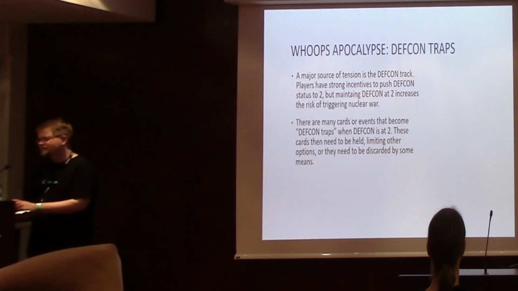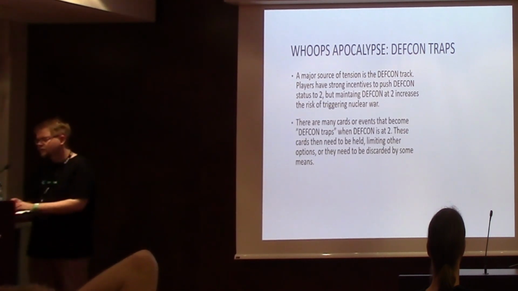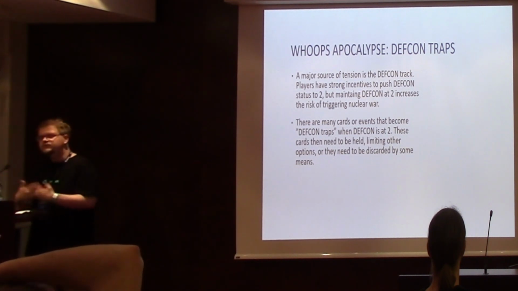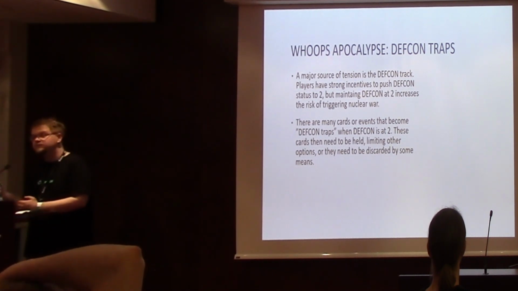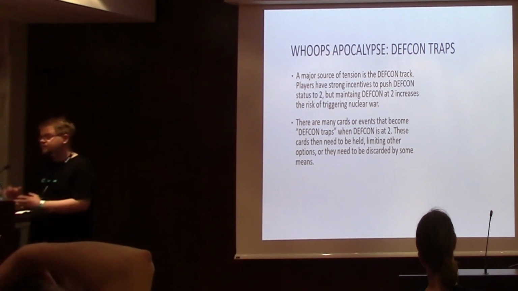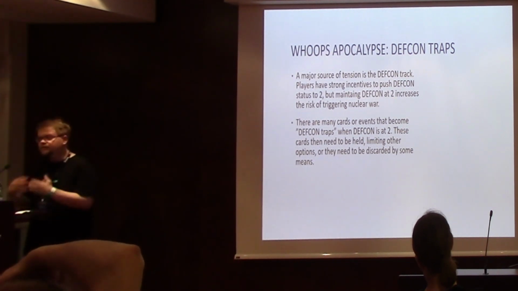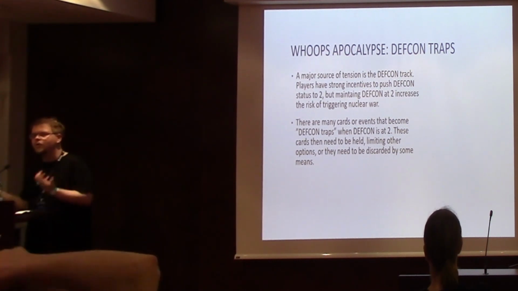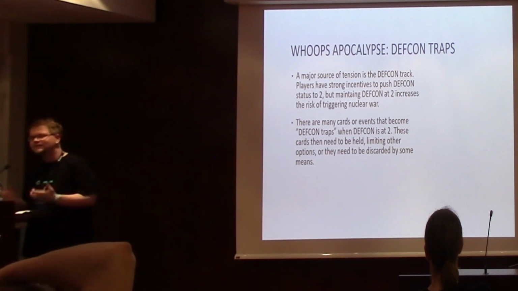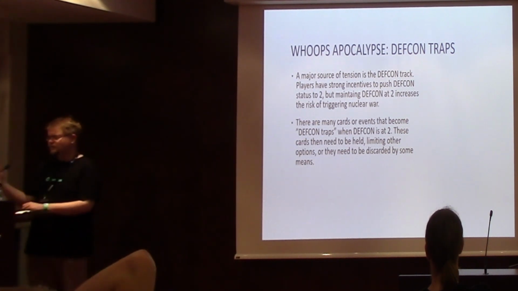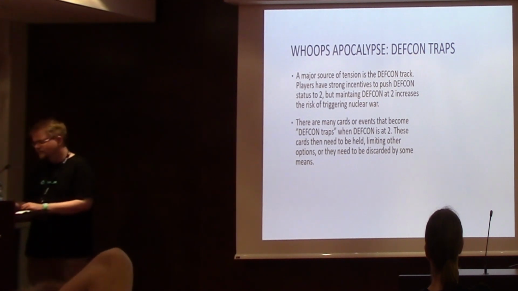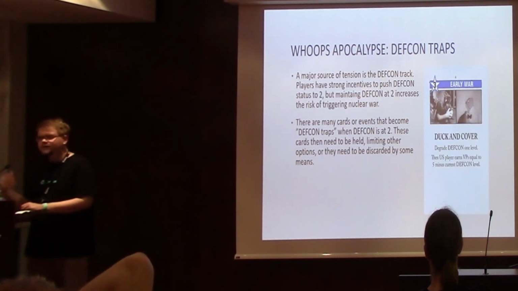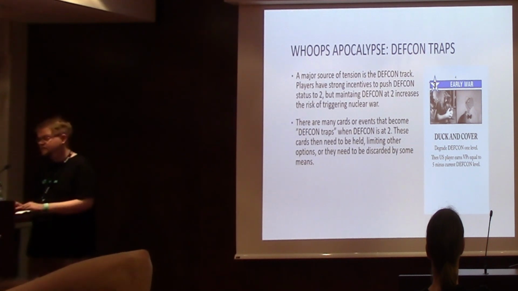There are many cards or events that become these so-called DEFCON traps when DEFCON is at 2, and then you have to find some way to deal with this card if DEFCON is at 2, or you have to find a way to increase DEFCON. You can think of these as political crises that come at the most unfortunate moment, and then you have to figure out how to deal with this situation without causing nuclear destruction. Which is very similar to the Berlin crisis in 1961, or the Cuban Missile Crisis in 1962, and so on.